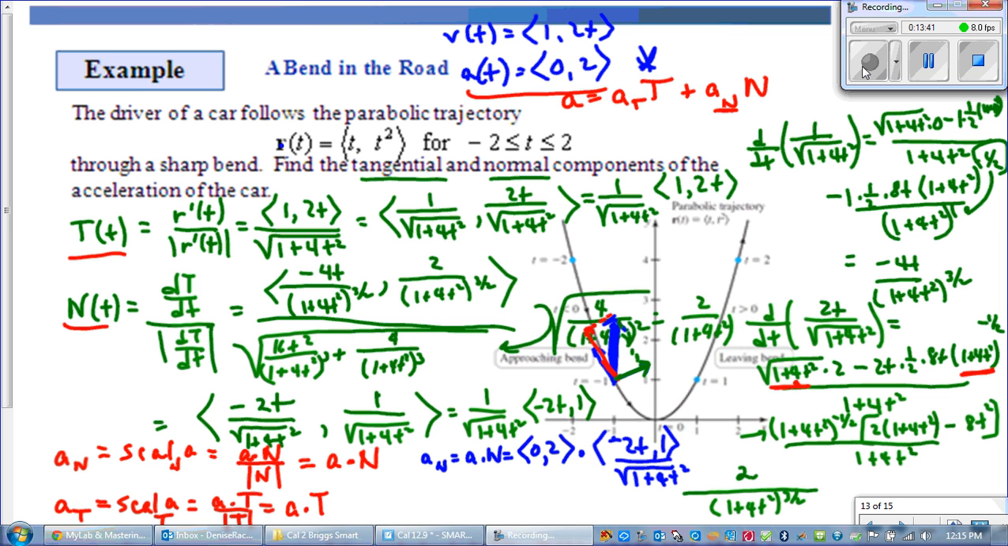So when you do the dot product, the first components multiplied will be 0. That gives me just 2 over the square root of 1 plus 4t squared. The component in the tangent direction, which is a dot t, will be 0, 2, that acceleration, times the tangent vector, which is 1, 2t over the square root of 1 plus 4t squared, which will just be 4t over the square root of 1 plus 4t squared.